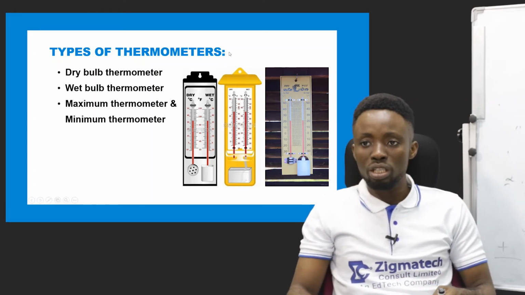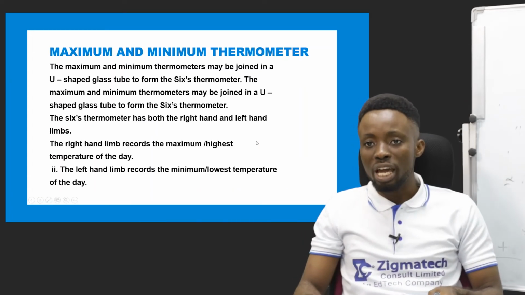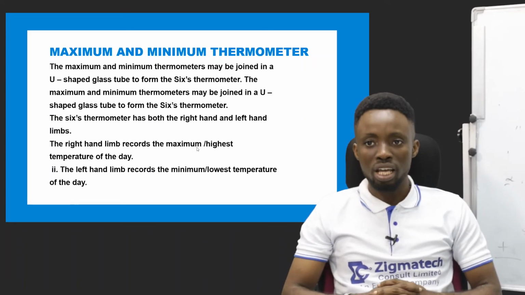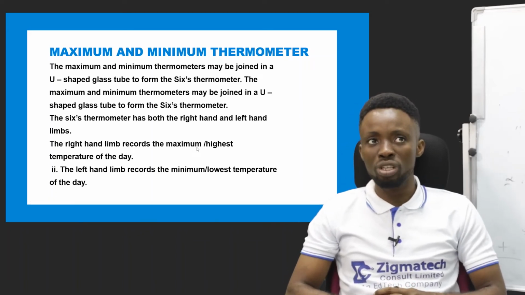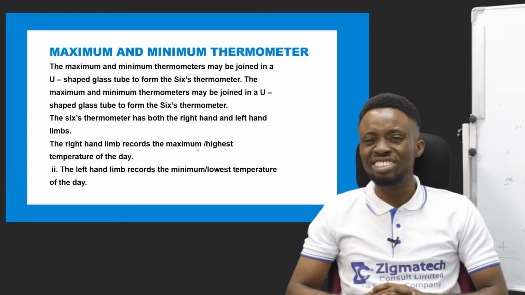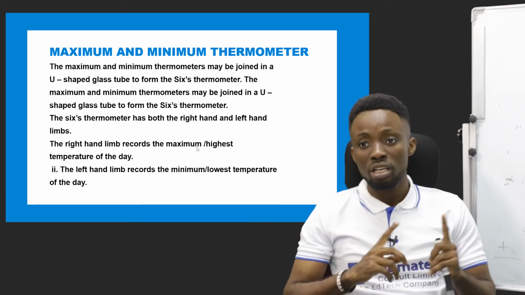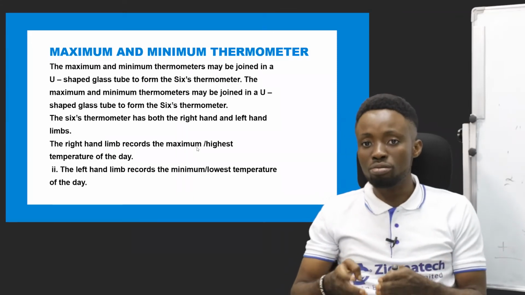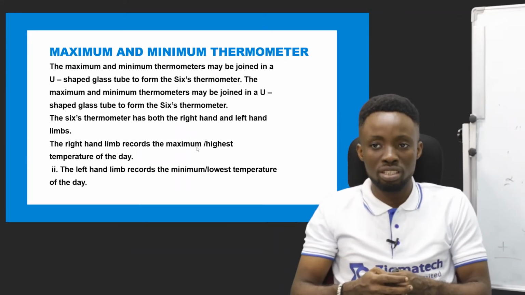And then we look at the second type of thermometer called the maximum and the minimum what? Thermometer. Now the maximum thermometer is combined with the minimum thermometer to form what we call the Six's thermometer. Like I said, the wet and dry is combined to form the hygrometer. Then the maximum and minimum is combined to form the what? The Six's thermometer.